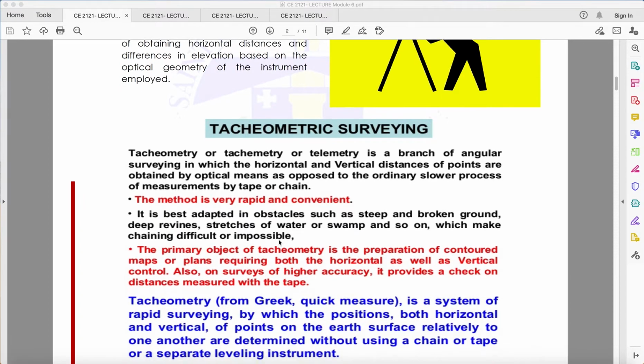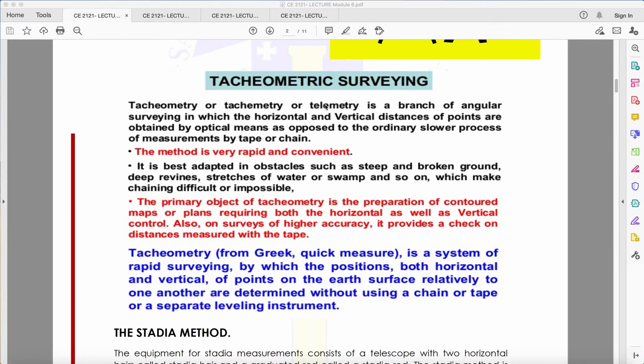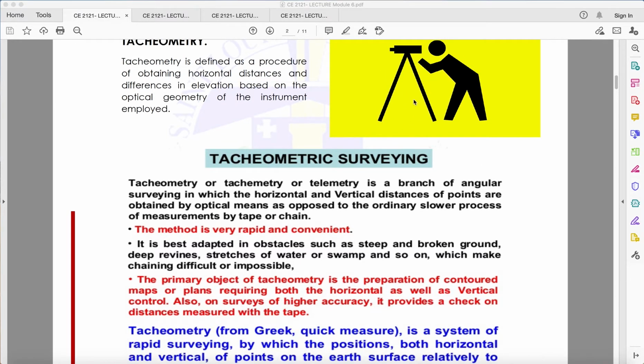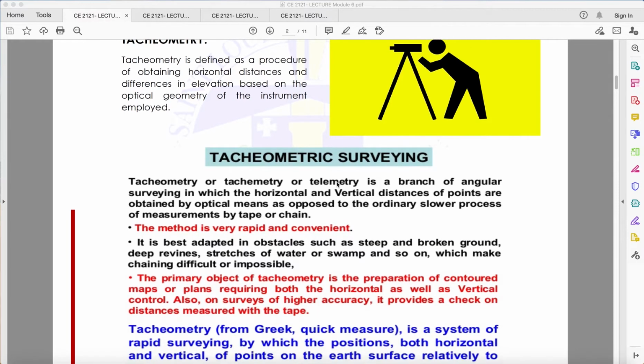So, tachymetric surveying. Tachymetry or telemetry is a branch of angular surveying in which the horizontal and vertical distances of points are obtained by optical means as opposed to the ordinary slower process of measurements by tape or by chain. So, this method is very rapid and very convenient, because we only need the geometric device, the surveying device, and the stadia rod.